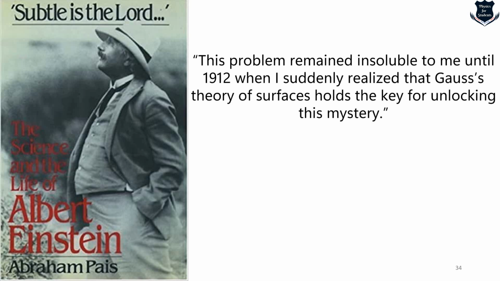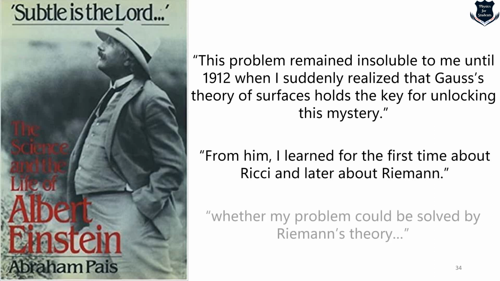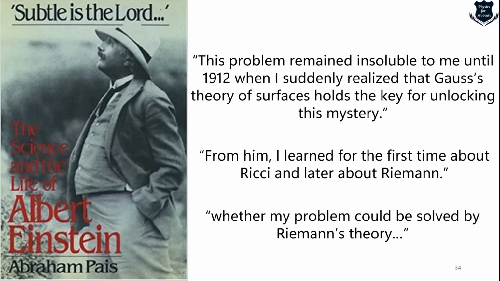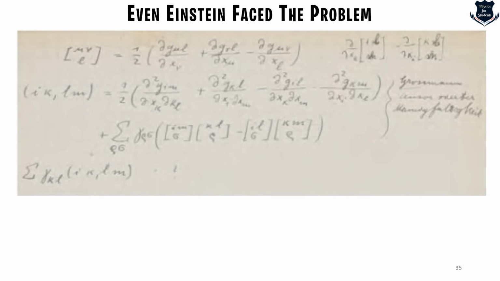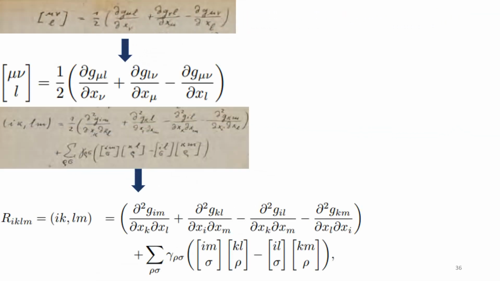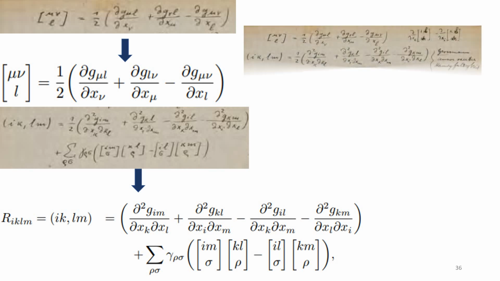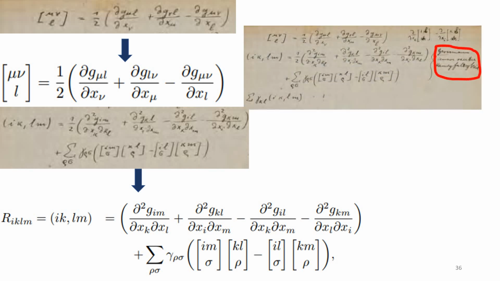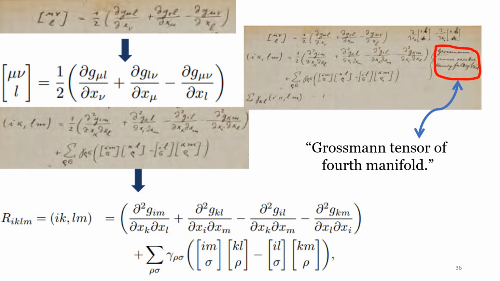This is a famous book by Abraham Pais, where he shows Einstein's dilemma, that this problem remained insoluble, and so on. From Grossmann, he learned about Ricci and later about Riemann. This manuscript shows that Grossmann introduced Einstein to the Riemannian tensor, which is important to the general theory of relativity. These are the writings which I have elaborated using LaTeX code so that you can see them. And this is the insertion called Grossmann's tensor for the four-dimensional manifold.